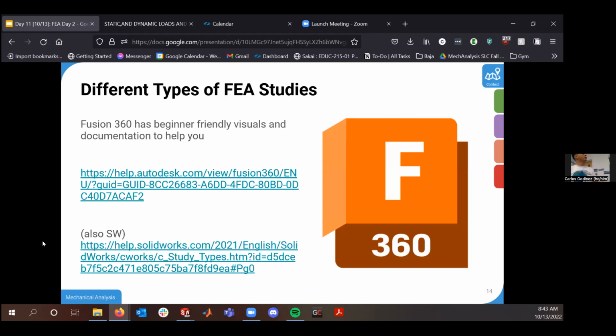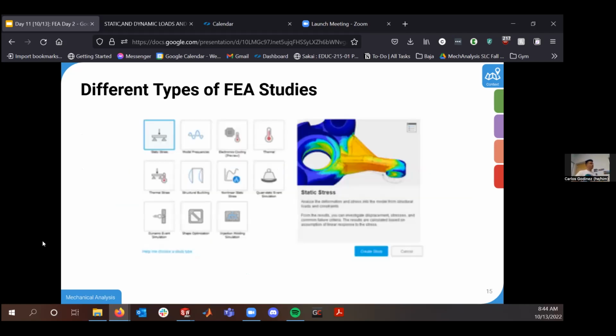These links are the overviews. I should change the hyperlink so it actually describes what it is, but they give the documentation of what the different overviews are on all the studies, both for SolidWorks and Fusion. The cool part about Fusion is that when you boot up what study you want to do, they give you actual images and descriptions for what each of the studies are, so that you don't just have to know that.